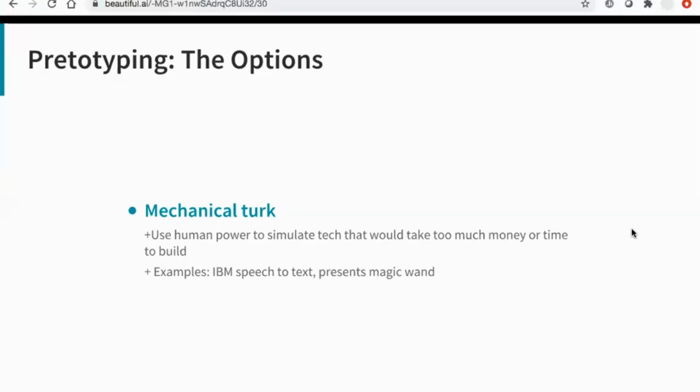But instead, what they did was test it first. So they put a customer that they thought would be interested down in front of a computer, put a microphone in front of them, and basically told them to talk. And their words appeared on the screen as if speech-to-text technology was working.